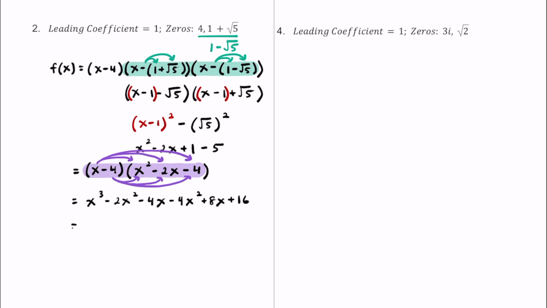All right, now to combine some like terms. So there's only one term with x cubed in it, so we'll just leave that one alone. Then we have some x squared, so negative 2x squared minus 4x squared, that's going to be a negative 6x squared.